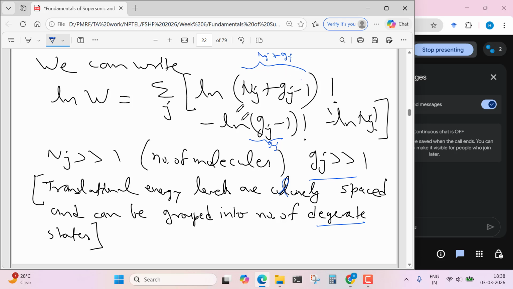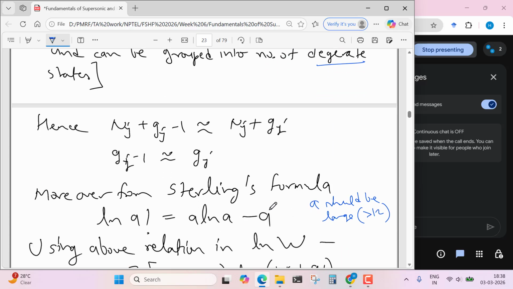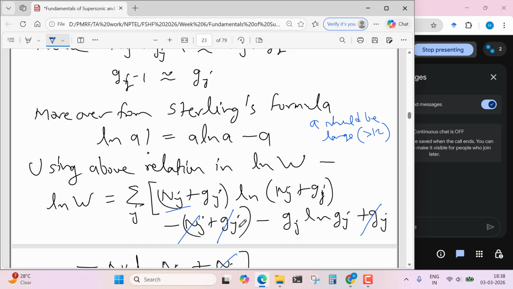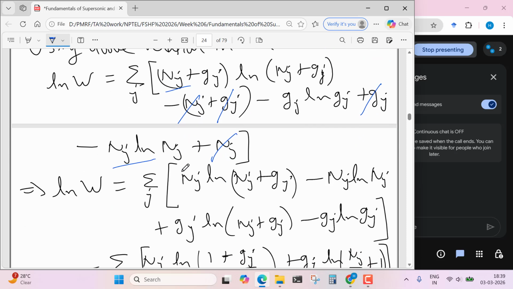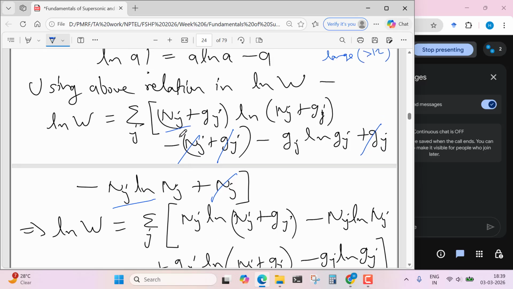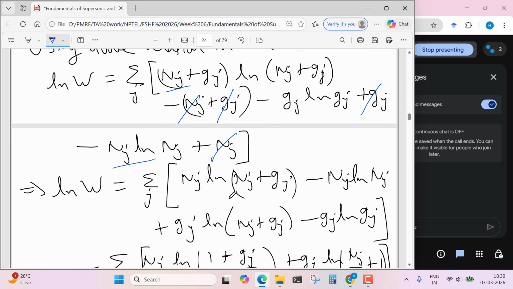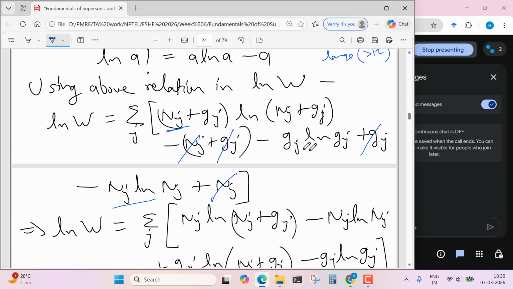So using this above relation in log W, we first write this nj plus gj minus 1 as nj plus gj, and the factorial will be given as nj plus gj log nj plus gj minus nj plus gj. Similarly for log gj, minus gj log gj plus gj, and for log nj also, minus nj log nj plus nj. So here minus nj and nj will cancel out and minus gj and gj will cancel out. Now we will write nj terms together and gj terms together. So this is the nj term and this is the nj term.